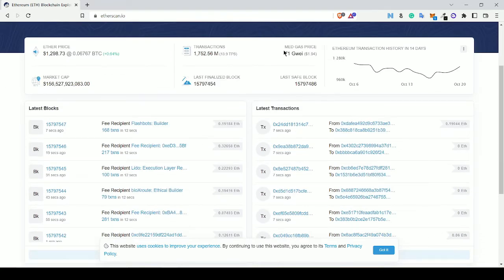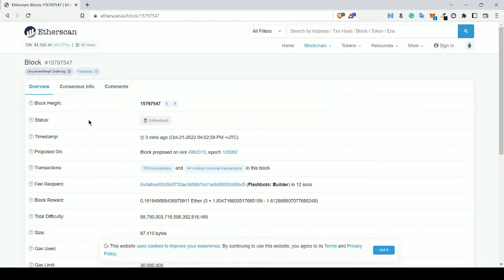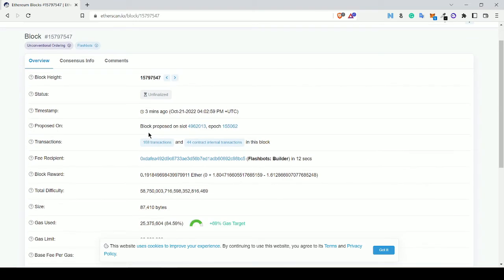Now here, if you see, we have the latest transactions field, and here we have the latest blocks field. Okay, so let me go to this particular block, and you can see the block number here. The block number is in the crores. And then we have status uninitialized. Okay, so it is not successful yet.